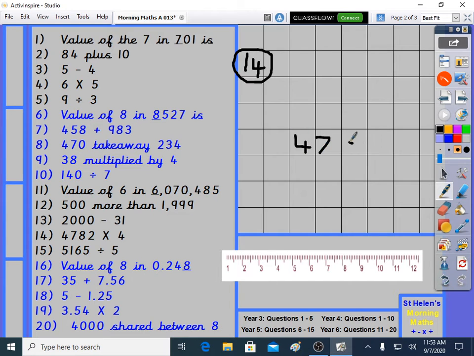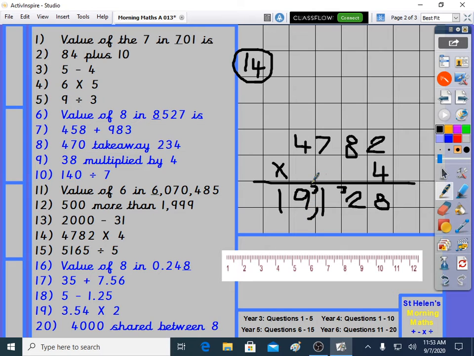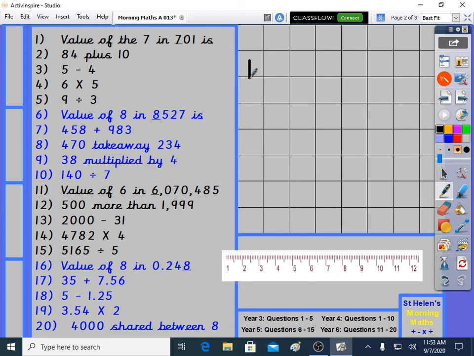4,782 times 4. I'll do standard method in year 5 usually, but of course you can do grid if that's what you like. 4 times 2 is 8. 4 times 8 is 32. 4 times 7 is 28, plus 3 is 31. 4 times 4 is 16, plus 3 is 19. 19,128. I'm checking over what I did. Okay, 19,128. Let's just check that one. That's okay. Question 15.